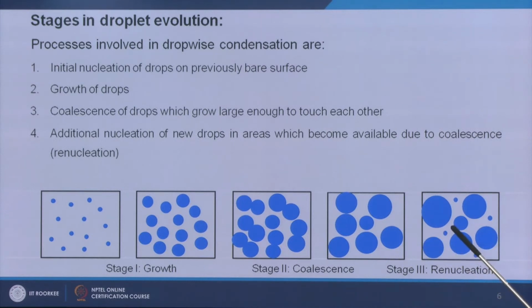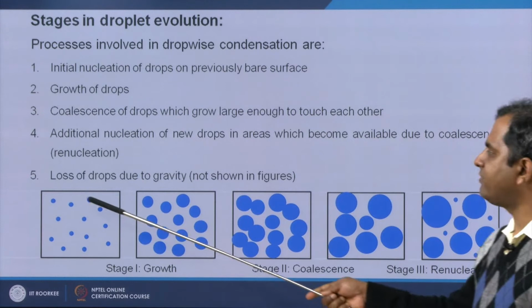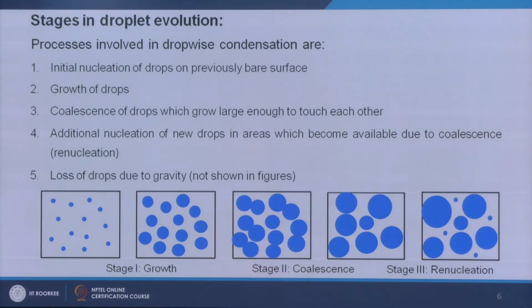So, there we can have new nucleations also, and side by side we can have loss of drop due to gravity if the surface is having inclination with horizontal. So, that I have not shown over here. The droplet which is becoming bigger in size, that can dislodge from the surface if the surface is having inclination with the horizontal. Okay. So, by virtue of gravity that can fall down. So, all these are actually stages of your droplet condensation.